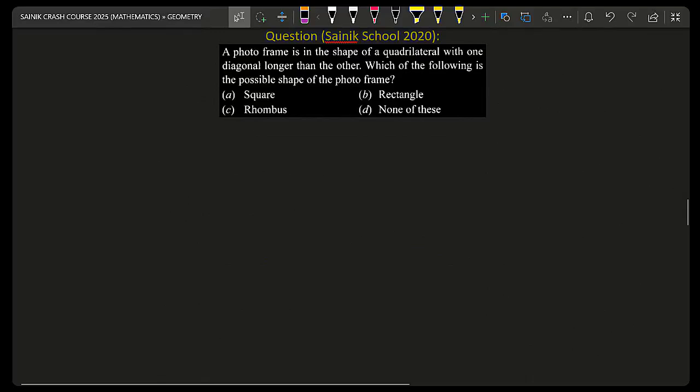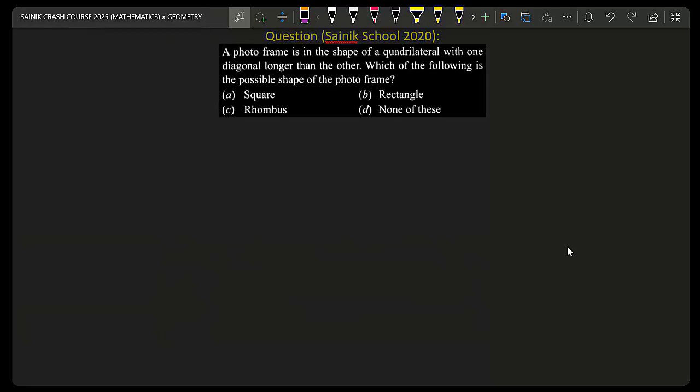Vishnu, can you read the question again? Vishnu? Vishnu, you're not audible. Sriyash, can you read the question? Sir, a photo frame is in the shape of a quadrilateral with one diagonal longer than the other. Which of the following is the possible shape of the photo frame?